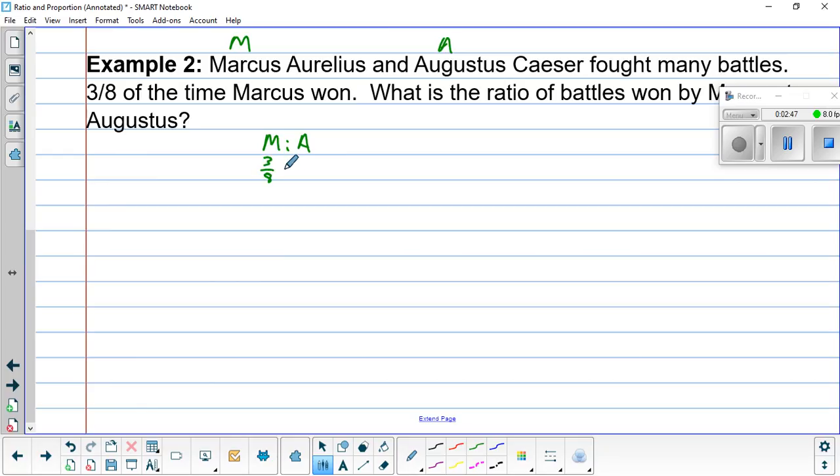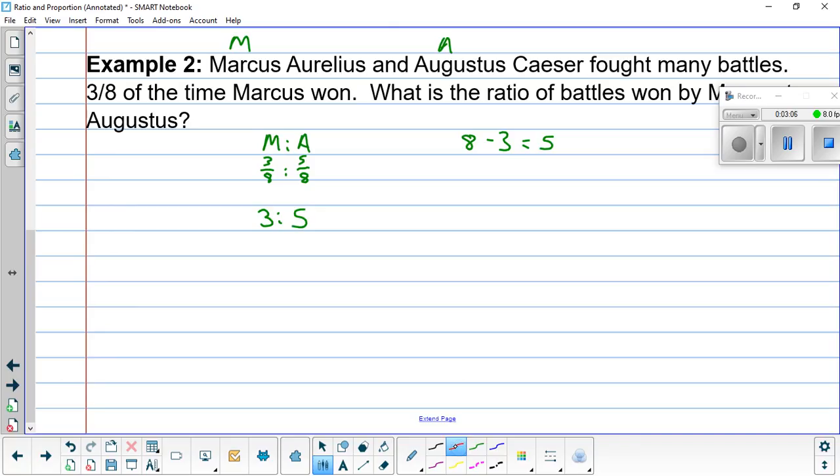So 3/8. And now we have to do 8 minus 3, which is our 5. So we know over here it's 5/8. Last thing we have to do, we want to write it as a better ratio. So we're going to drop the denominators and we're simply going to write it as a ratio 3:5.